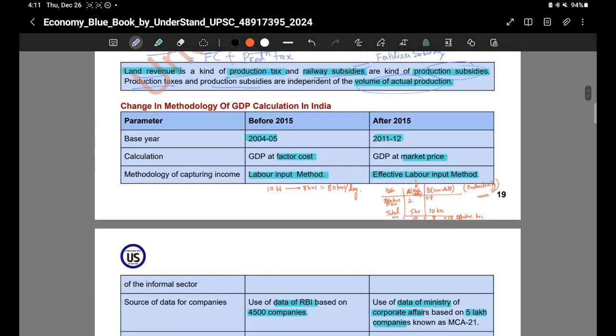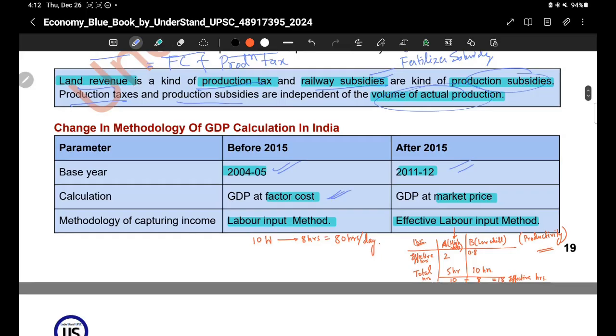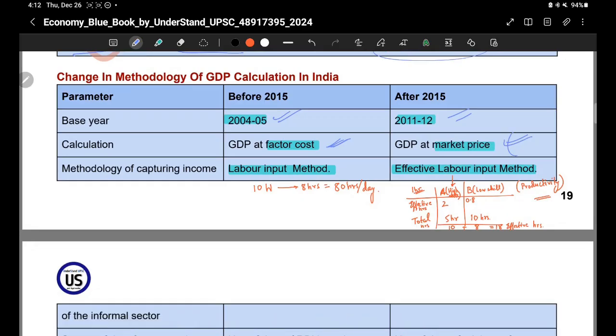Then the change in methodology of GDP calculation before 2015 and after 2015. Before 2015, the base year was 2004-5. After 2015, the base year was 2011-12. Earlier the calculation was done at GDP at factor cost. I think now you understand what factor cost means and what market price means. Right. Afterwards, it was calculated at market price. Now, if they calculated market price, what is going to happen? The money will be high. Like the GDP will be very high compared to factor cost. Before it was very low.